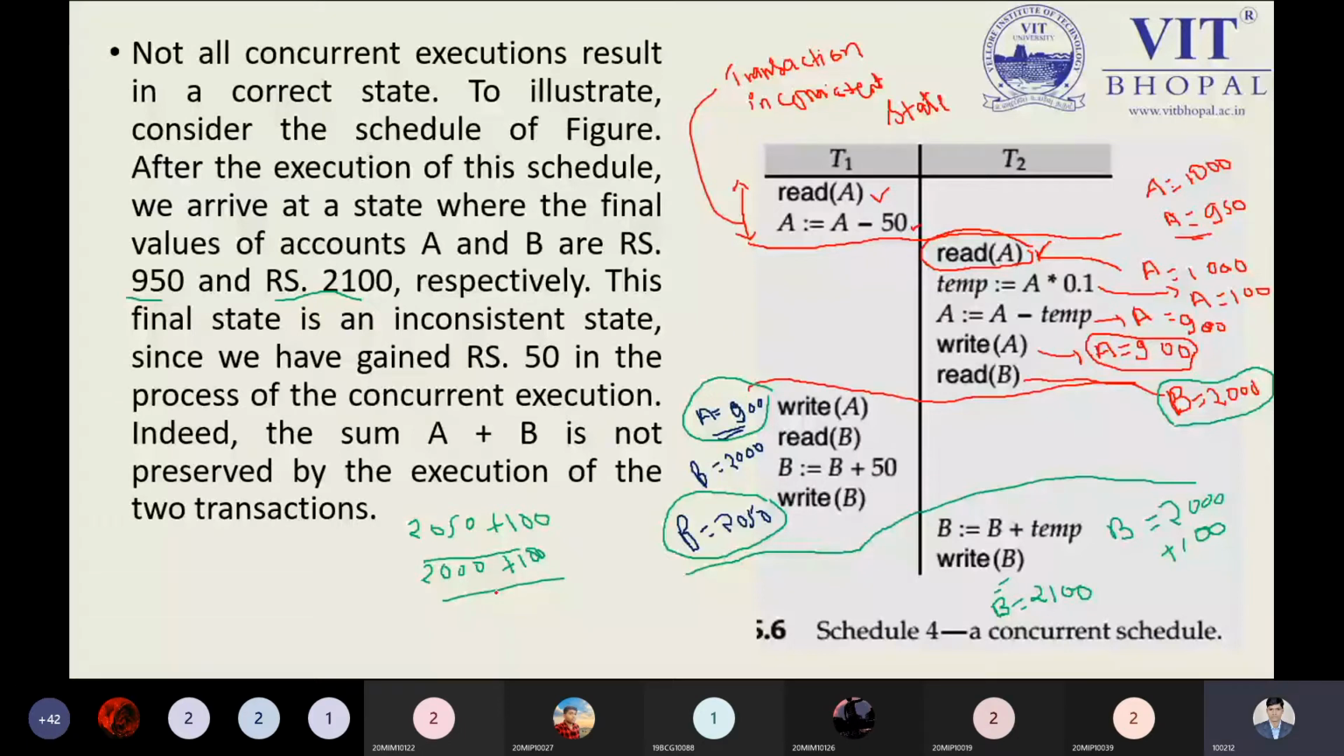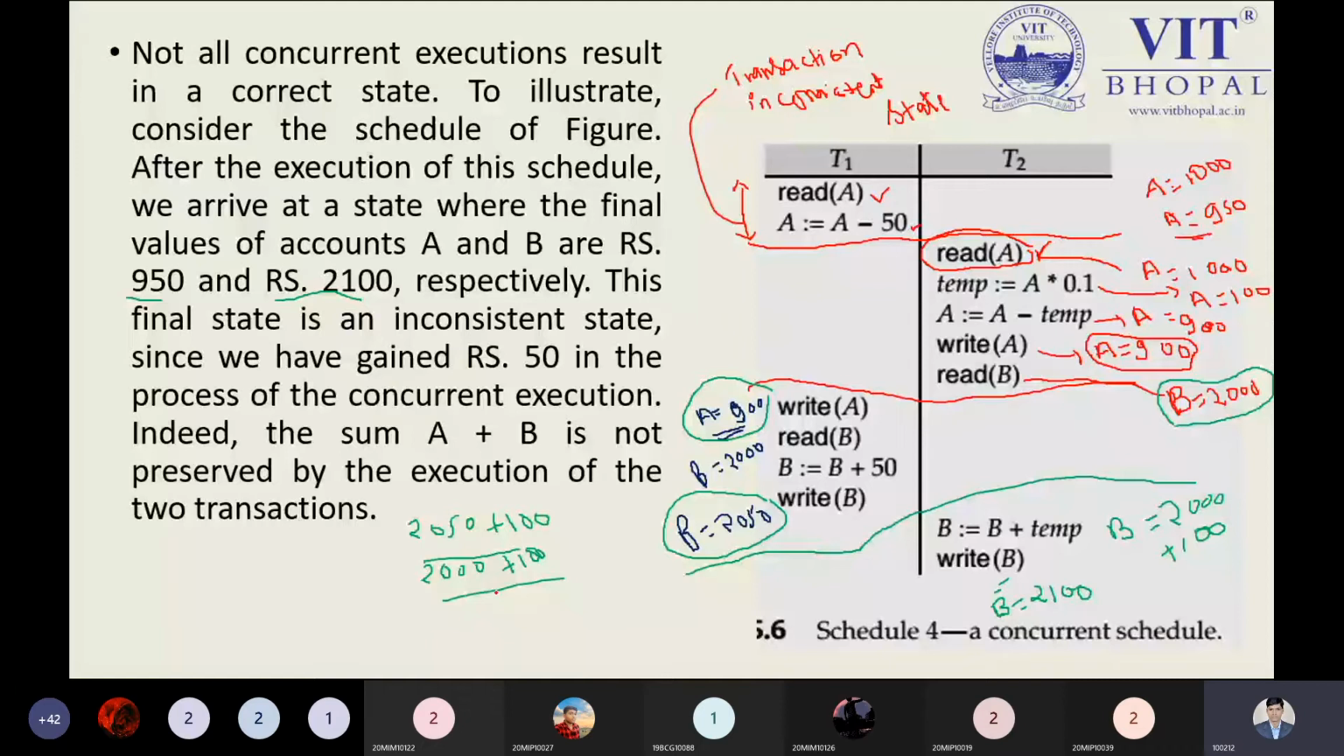But after some time, I'm switching to transaction T2. So transaction T2 will try to read the value of A. So what will it read? You must say, sir, it should be 950, but no, it should not be. Why? Because I didn't use the write operation on A, so its value was not updated.